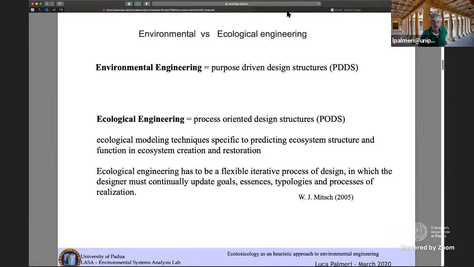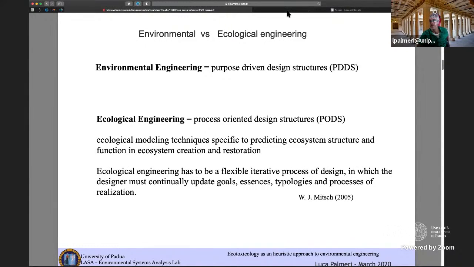So the design from the environmental engineering point of view is driven by the purpose, the application, for example, water purification. This is slightly different from ecological engineering, which is somewhere in between engineering and biology. So it is more related to the ecology or ecological aspect of biology. What is ecology?